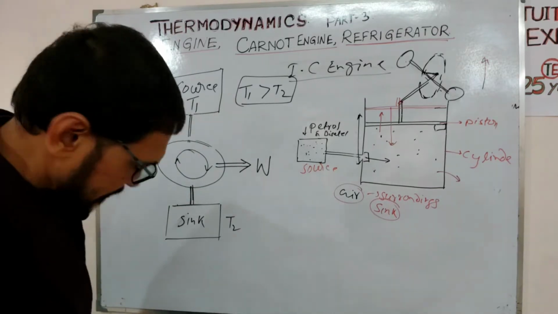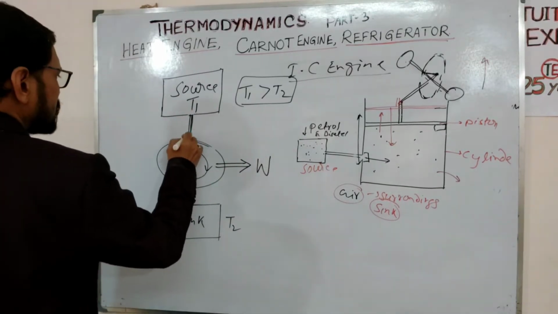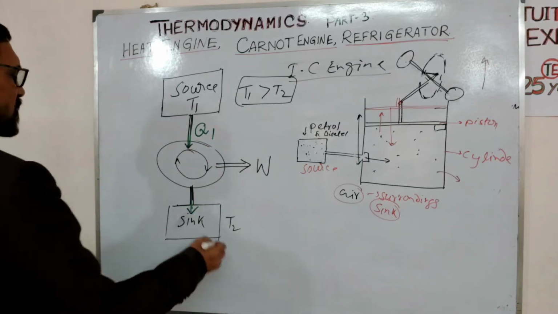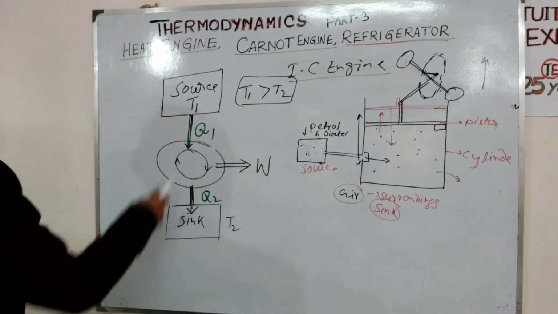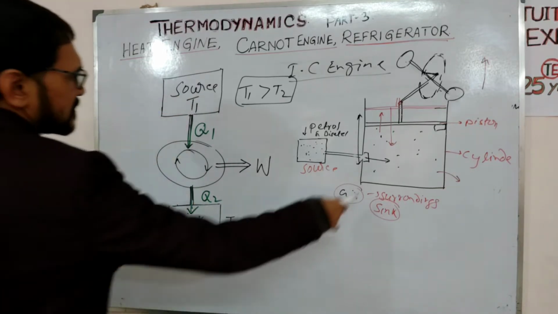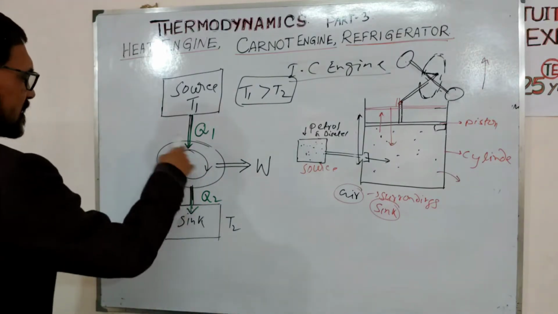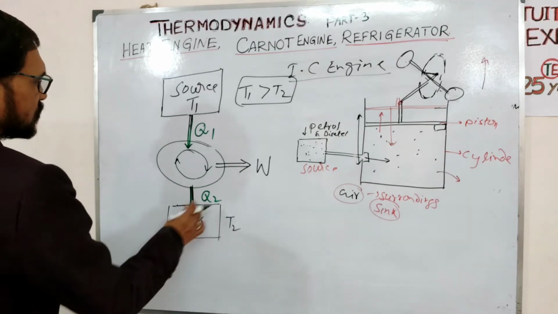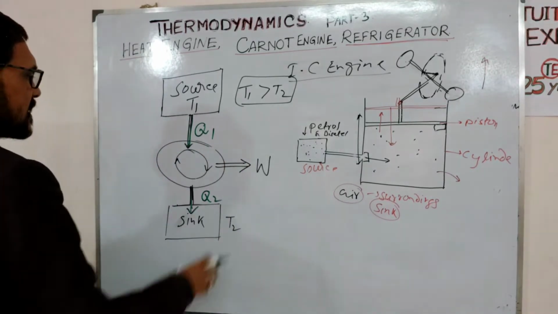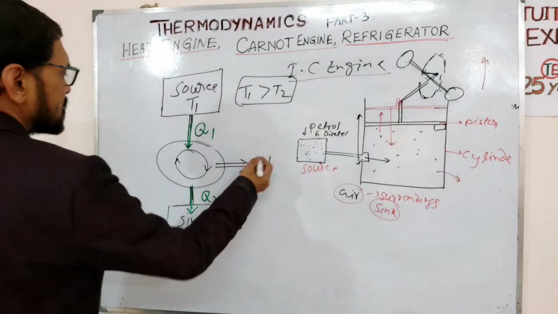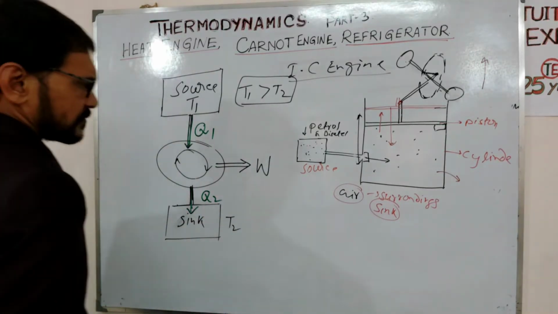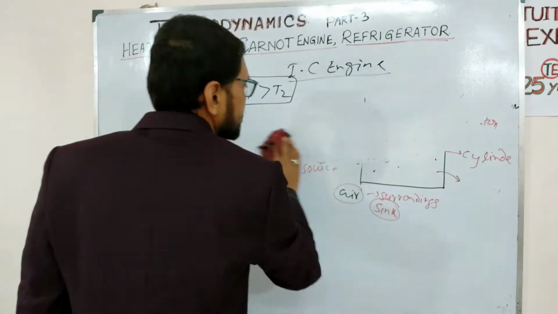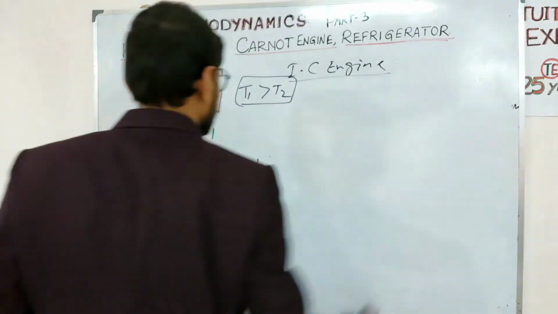Now, some heat is introduced to the chamber; this is called Q1. Some heat is rejected into the sink; this heat is Q2. So Q1 amount of heat is introduced to the cylinder piston chamber, which performs a cyclic process, and Q2 is rejected to the sink. The result is that some work W is done by the machine. Here, the important term is efficiency. We have to find the efficiency of the heat engine.